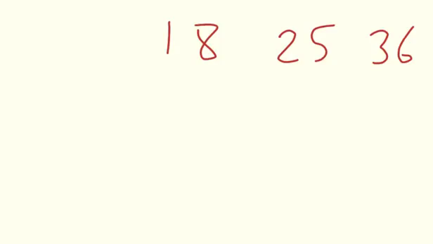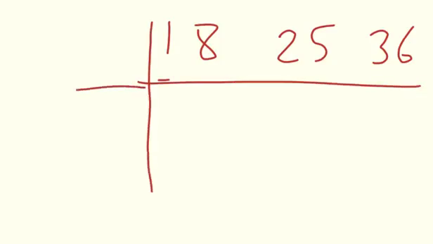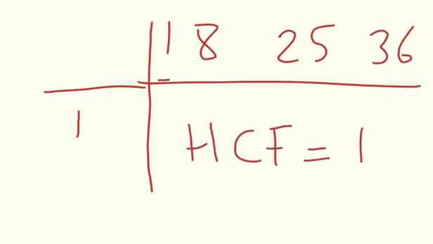So we pick another one. Let's pick larger numbers. Let's say 18, 25, 36. I'm just randomly picking these numbers. Right, which number goes into all 3? There isn't any except 1. 1 can go into 18, 25 and 36. 3 can go into 18 and 36. 6 can go into 18 and 36, but it doesn't go into 25. So if you find that there's no other number except 1, then the HCF is equal to 1. Does that make sense? HCF is equal to 1.